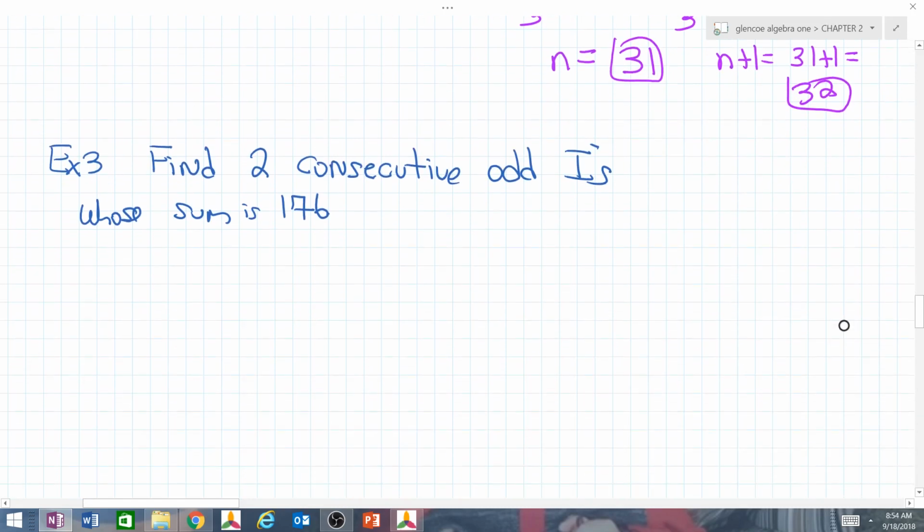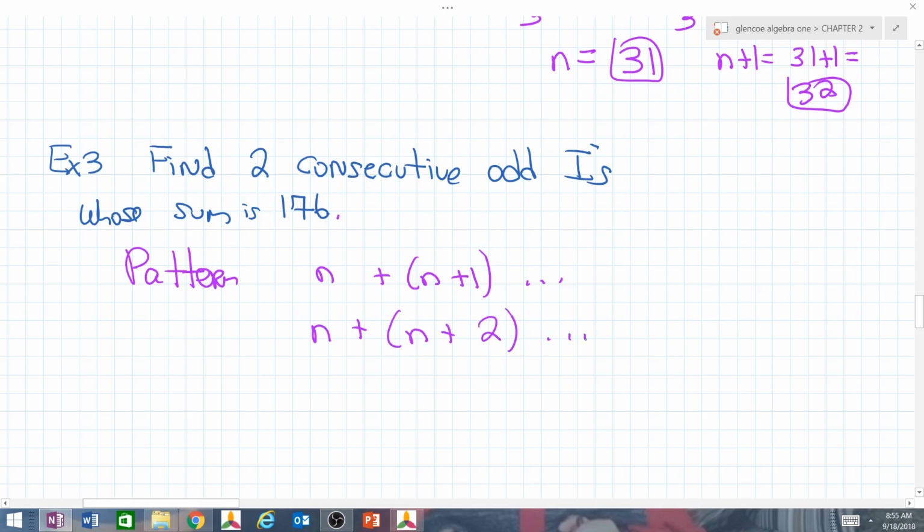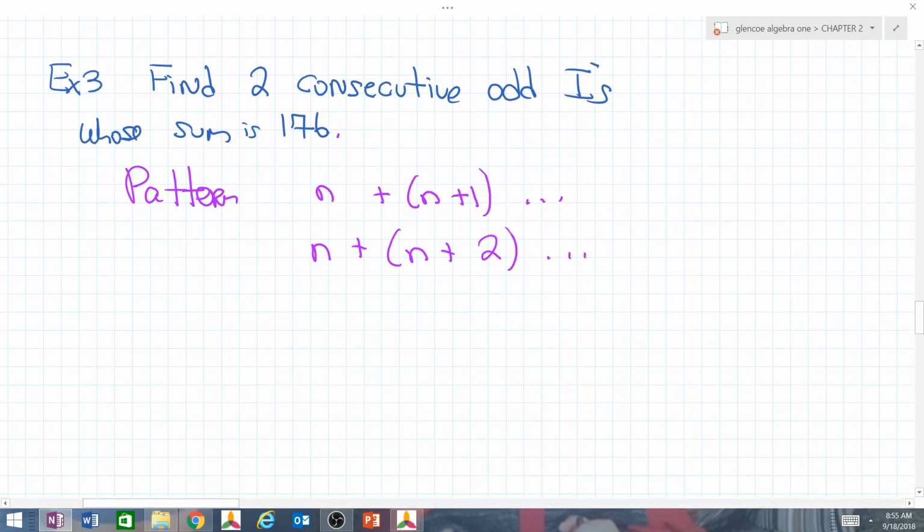Here's a good one. Find 2 consecutive odd integers whose sum is 176. So the first thing we need is, what pattern am I using? Am I going to use n plus 1, or am I going to use n plus 2? When you have the answer, raise your hand. Thank you. Yes. The second one, 2 consecutive odd.